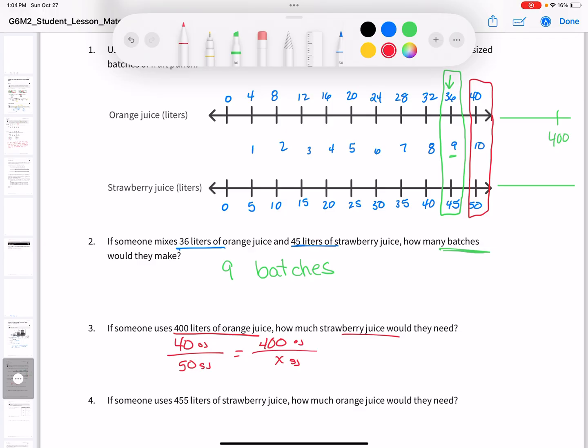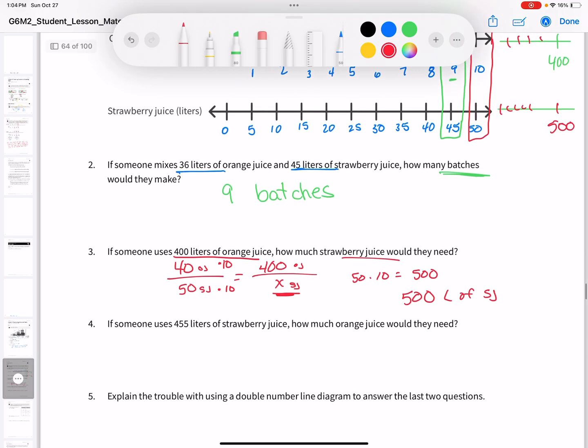Oh, okay. Well, I know 40 times 10 gets me 400. So 50 times 10 would get me how much strawberry juice we need. So 50 times 10 is 500. So we would need 500 liters of strawberry juice. That would be really hard to do on a double number line. We would have to do all of these little steps to get up to 400 and show it on a double number line. I'm glad I know equivalent ratios just get multiplied by the same factor each time.